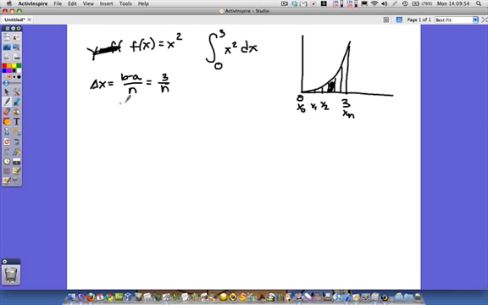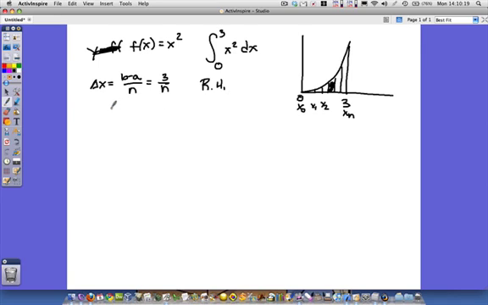The other thing we need to figure out is the height of our rectangle. Now we have to decide: do we want to use left-hand endpoints or right-hand endpoints? In other words, do we use this right here as the height of our rectangle, or do we use this one as the height? Let's go ahead and use right-hand endpoints. I just picked that because I felt like it, but it'll work either way.